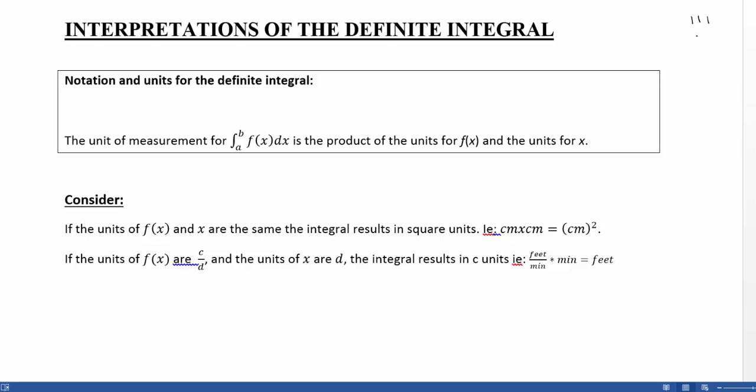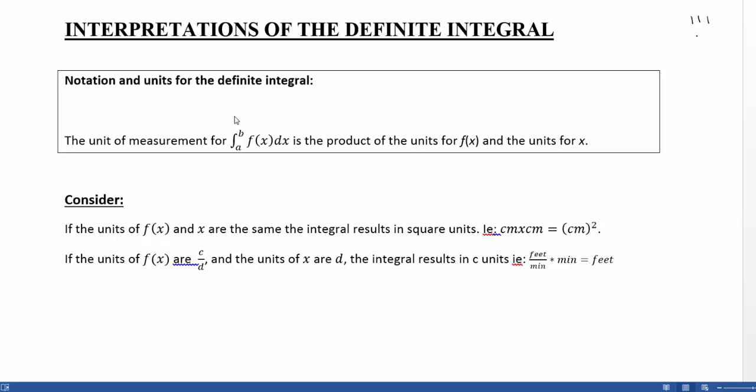Interpretations of the definite integral. So much like we did for derivatives, we need to ensure that we understand what the units are going to be when we find the definite integral of a function that represents a rate. So, the notation and units for the definite integral.